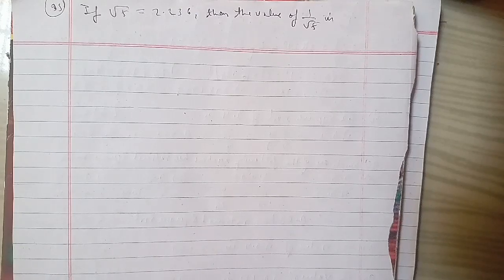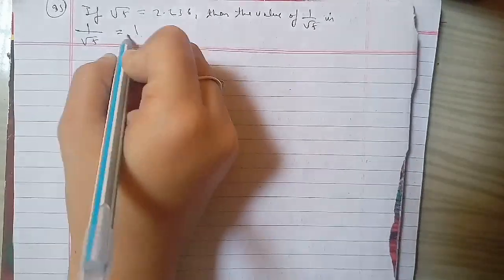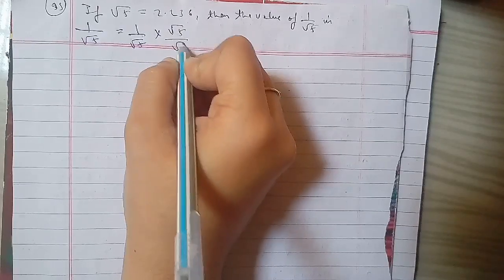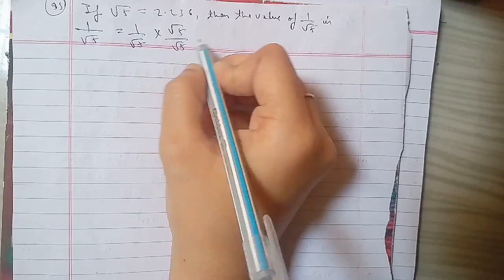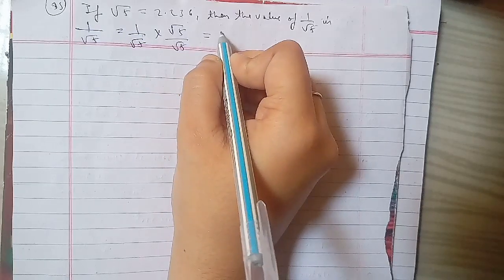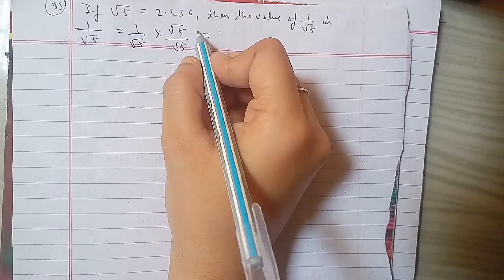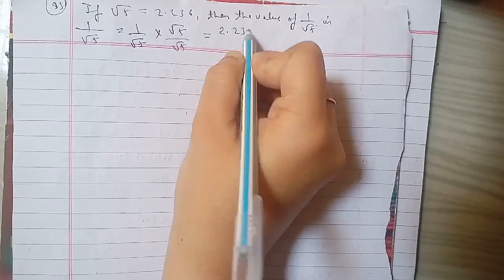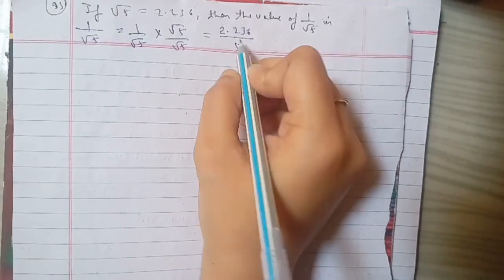So in this case, 1 upon under root 5 equals 1 upon under root 5 into root 5 upon root 5. We multiply both sides by root 5 to make the denominator without a root. Then root 5 is 2.236 whole upon root 5, that equals 5 here.